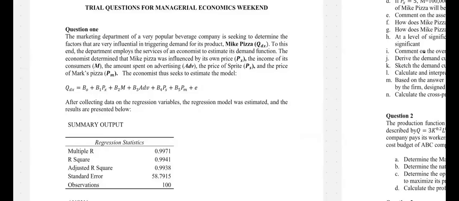Okay, so this is managerial economics, and these are the trial questions. We are solving question one.